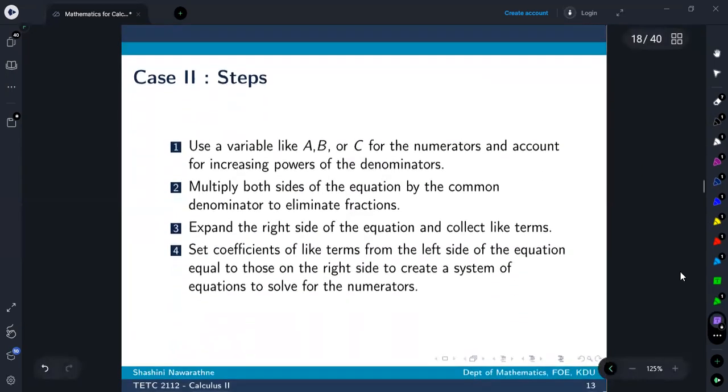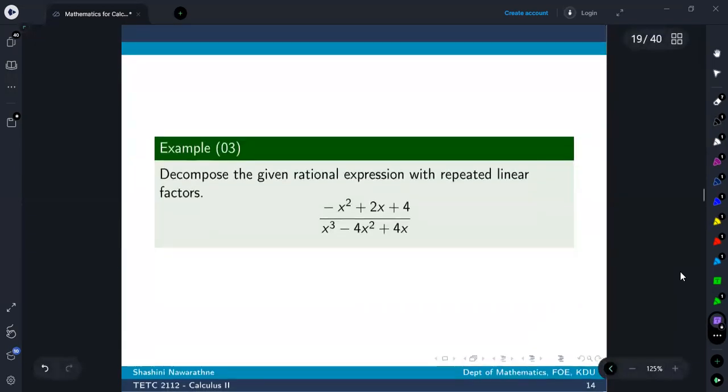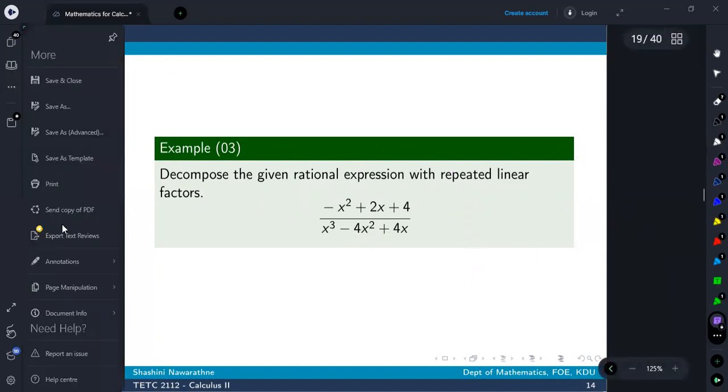The steps were given here, but the set of steps is the same as in the earlier case. The thing you need to remember is that first you have to identify the types of factors in the polynomial in the denominator. So let's go through this example. Let me add the page.